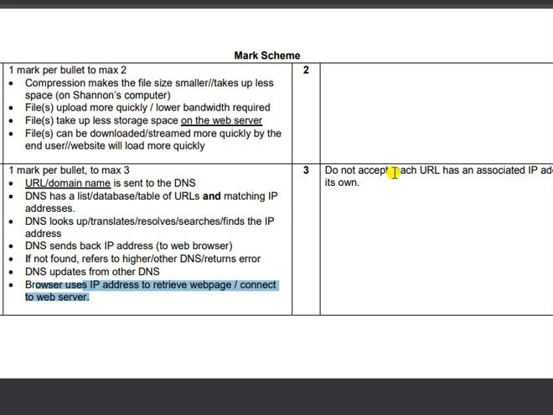So if you will just say that each URL has an associated IP address, it will not be accepted. You have to explain how the URL is converted into IP and what are the steps, what is the importance of DNS in this whole process.